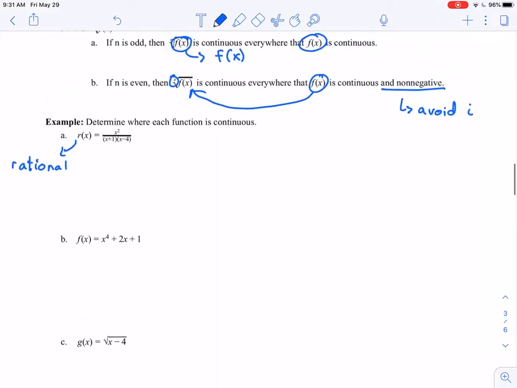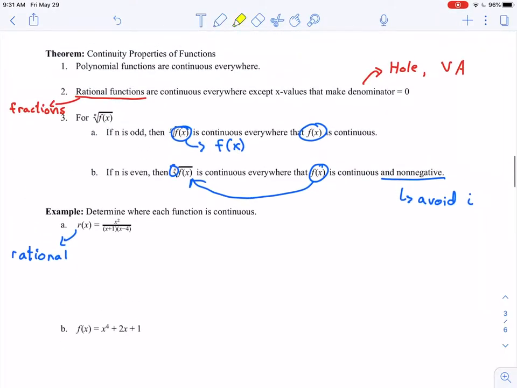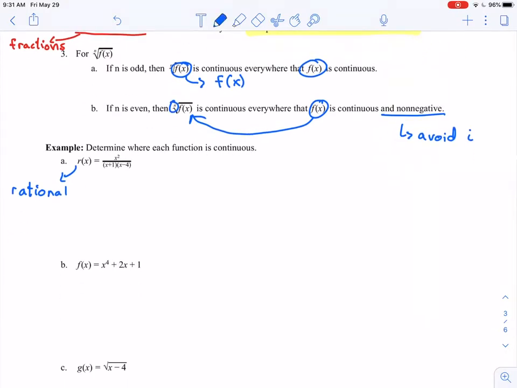So if it's a rational function, if you need to scroll back up, a rational function is continuous everywhere except x values that make the denominator equal to 0. So I'm going to look at this one and say, okay, my denominator, it's nice, it's already been factored for me. x plus 1 times x minus 4. We'll take that, set it equal to 0. Well, it's factored for me. I can take each factor and set it equal to 0. So x plus 1 equals 0, and x minus 4 equals 0 gives me x equals negative 1, and x equals positive 4.